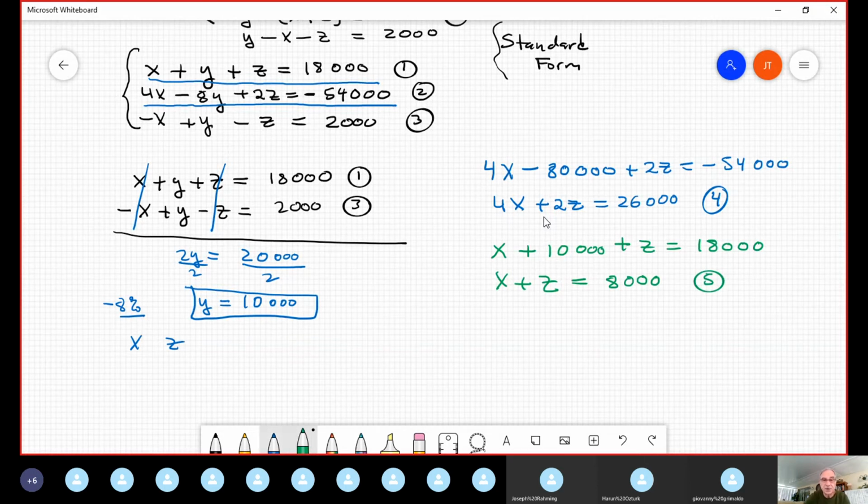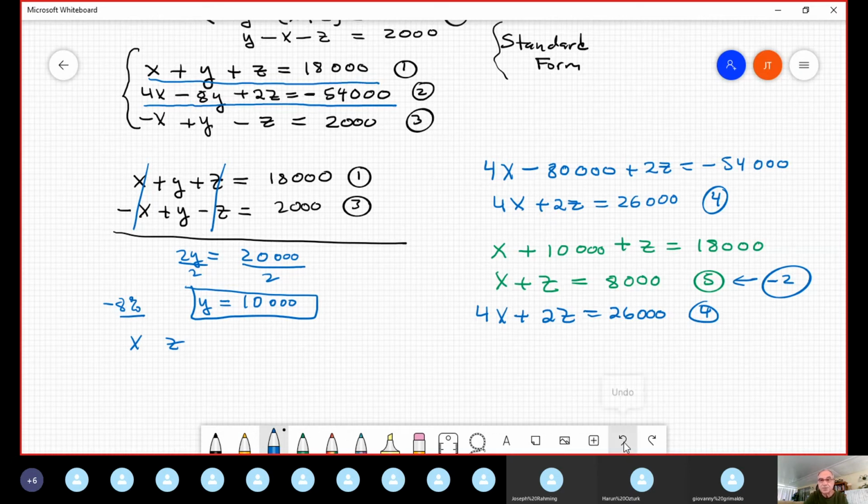I just copy 4 again here: 4x plus 2z equals 26,000. It's equation 4, just copy that. In order to apply elimination, I propose you multiply equation 5 by negative 2. So multiply this equation by negative 2. Why? Because negative 2 and negative 2, no. Wait a sec. One detail I forgot. Okay, in this equation number 4, we can divide it by 2.